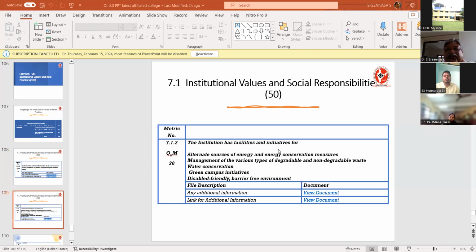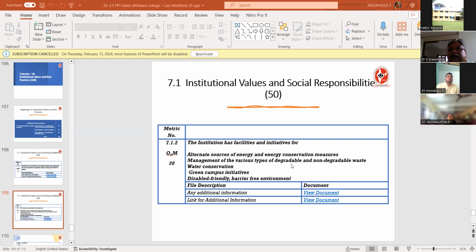The institution has facilities and initiatives for alternate source of energy and energy conservation. Alternate source of energy, okay, that is solar panel, etc., whether it's used in the institution. How much energy is generated, whether it is given back to the grid, whether you are getting any money for generating alternate source of energy, those things have to be documented here.